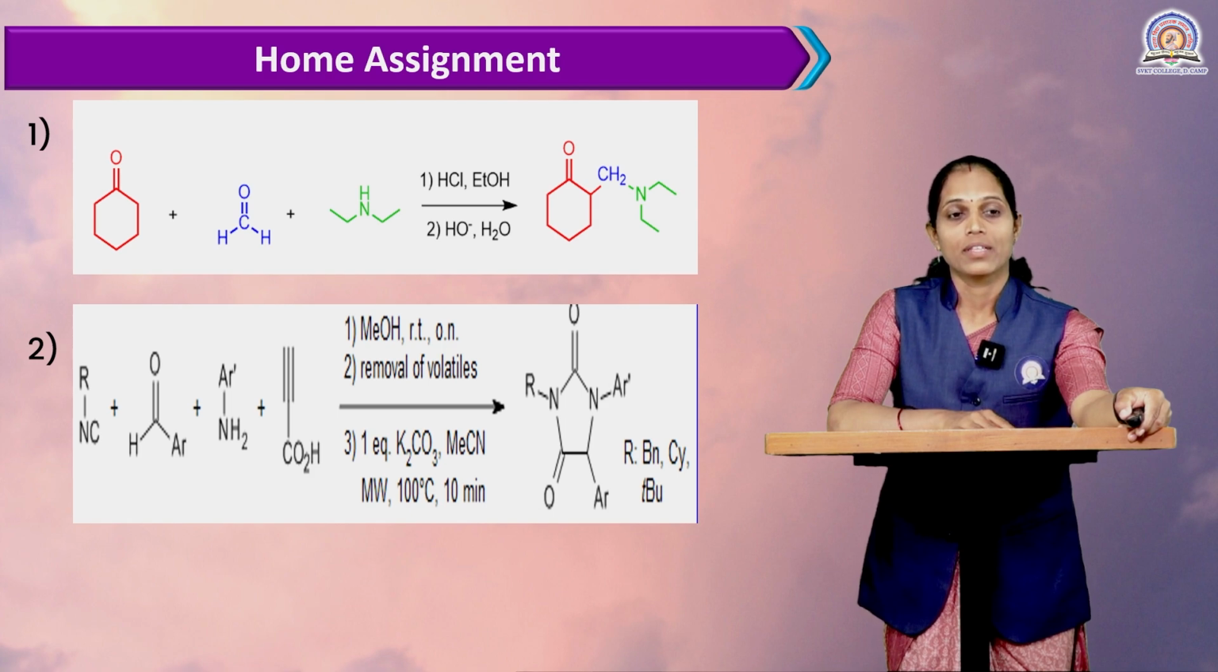Now here are two examples, which are for your assignment. The first example is an example of the Mannich reaction, and the second is an example of the Ugi reaction. In this example, the R group is nothing but benzene, a cyclic ring, a tertiary butyl group or an alkyl group. Now in the next lecture, students, we will see another multi-component reaction. In that we will see the Biginelli reaction or the Passerini reaction.